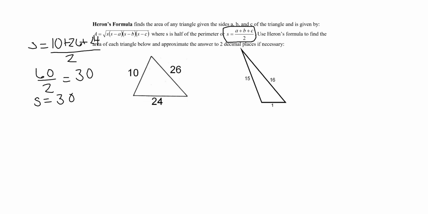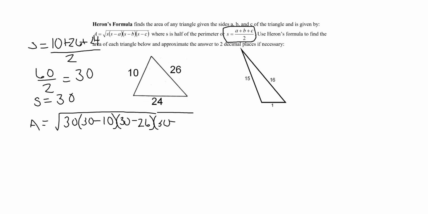And then I'm going to use it in the formula. A, B, and C are the sides of the triangles. So I'm going to do, it's going to get kind of long, 30 times 30 minus 10, 30 minus 26, and 30 minus 24, which is going to give me 30 times 20 times 4 and times 6.